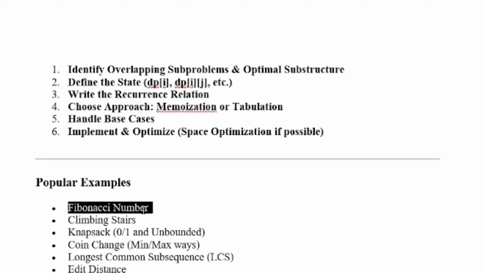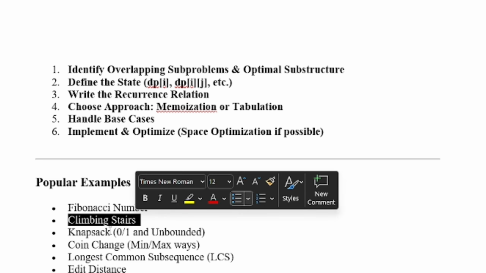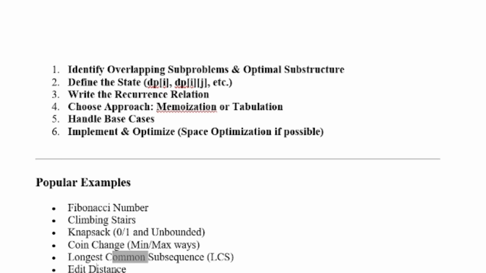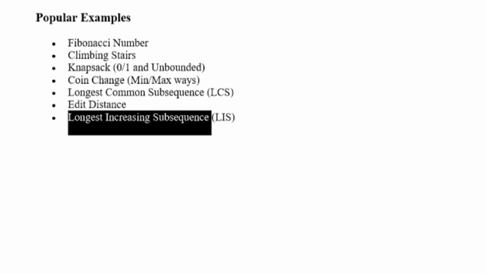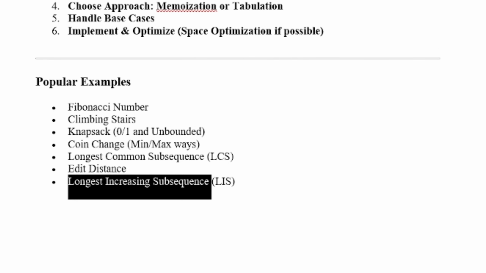Here you can see the popular examples of dynamic programming. First is the Fibonacci series, second is climbing stairs, third is knapsack, and fourth is coin change, minimum or maximum based problems, longest common subsequence, edit distance, and the last one is the longest increasing subsequence. So these are popular examples of dynamic programming.